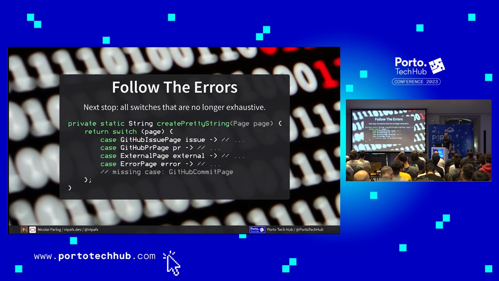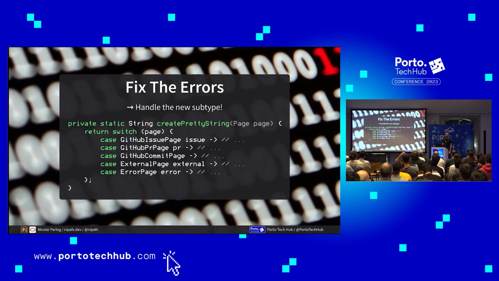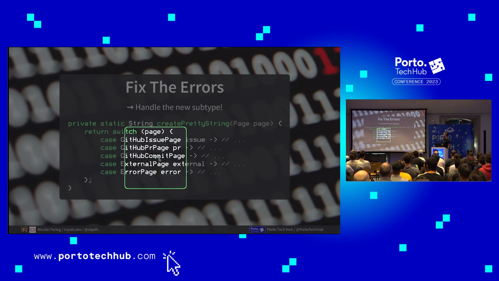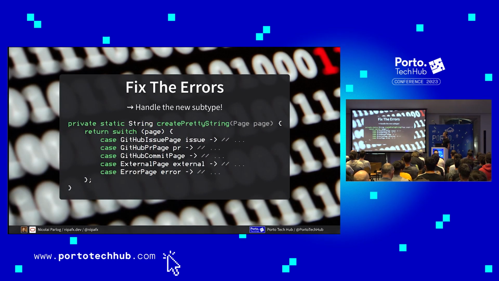We get the missing case GitHub commit page, so we just add that. I just add the GitHub commit page here, and now we're good. Now we're again covering all 5 possible cases. Well, it used to be 4, now it's 5. We cover all 5 possible implementations of page. The compiler is happy, but it's still not checked. If we had a 6th type, we'd get an error back here.